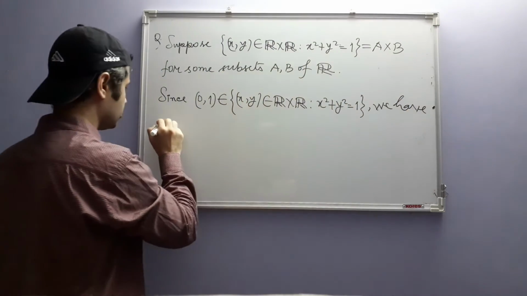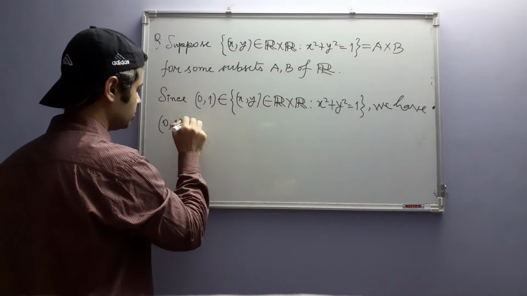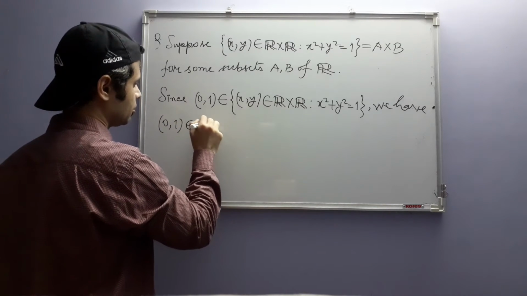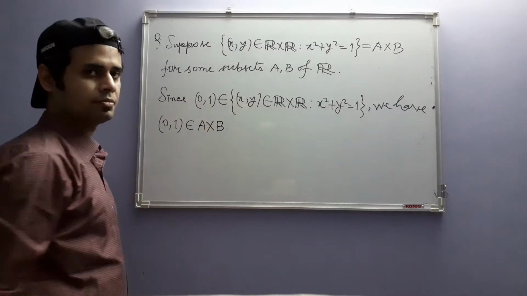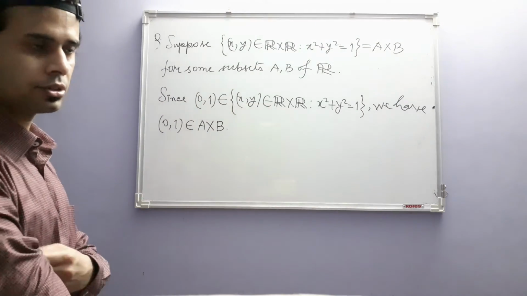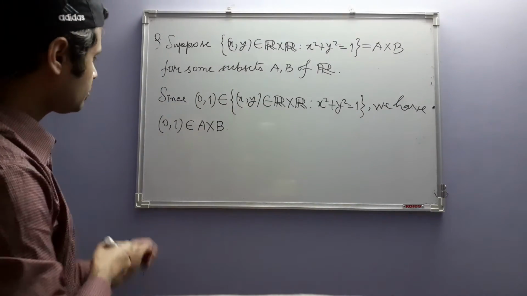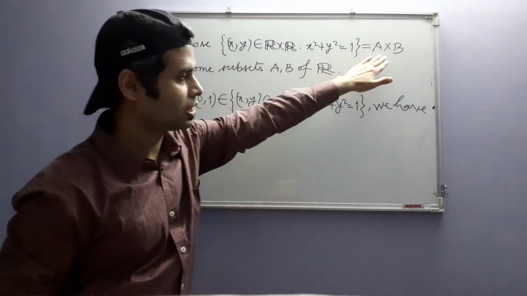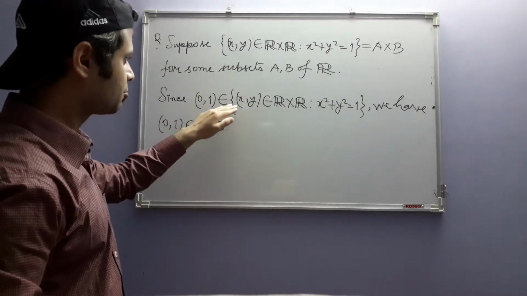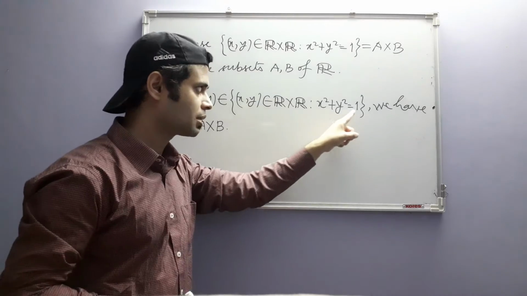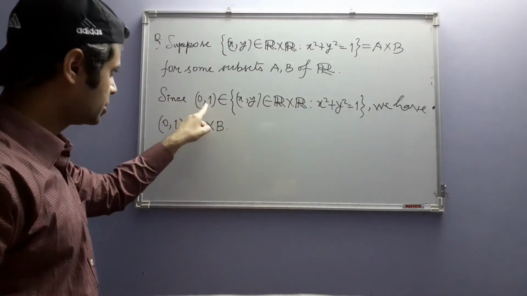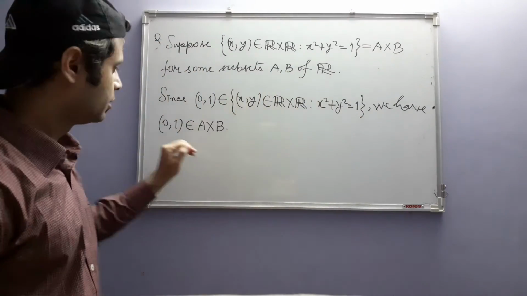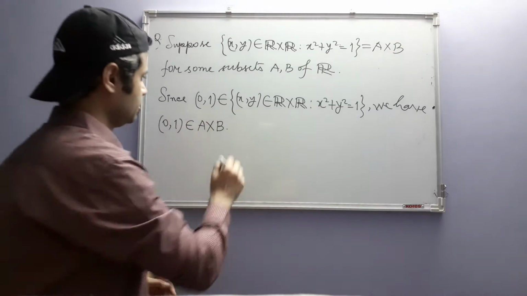We have (0, 1) belongs to A cross B. Yes, I think now I have got the solution. Because this is equal to A cross B, and (0, 1) we already know is in the set, because 0 square plus 1 square is 1. So this point is in this set, so it has to be in A cross B.